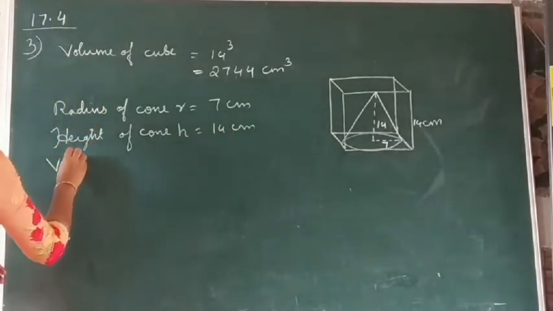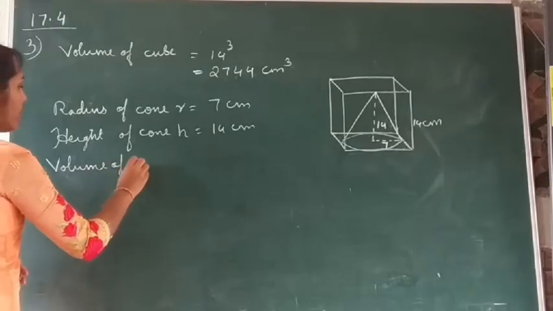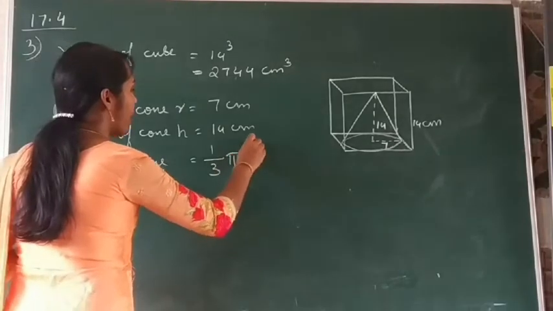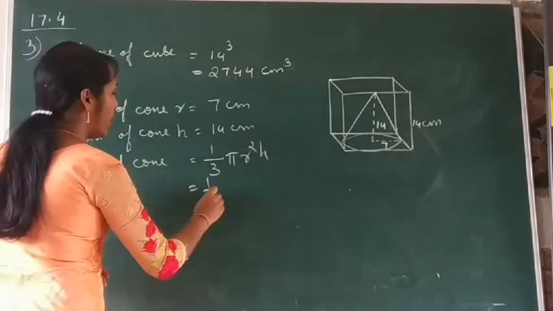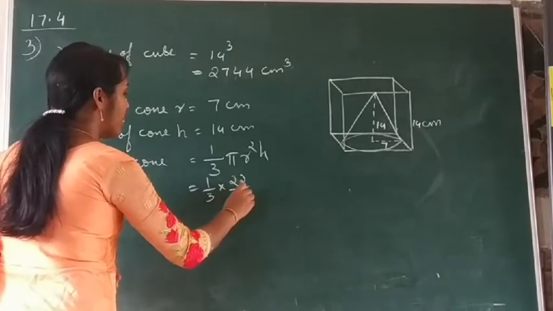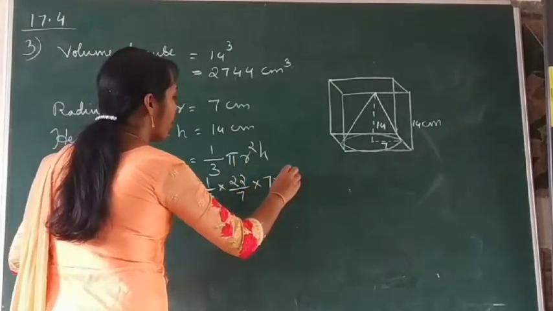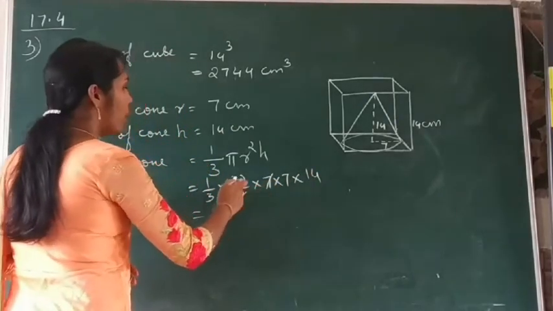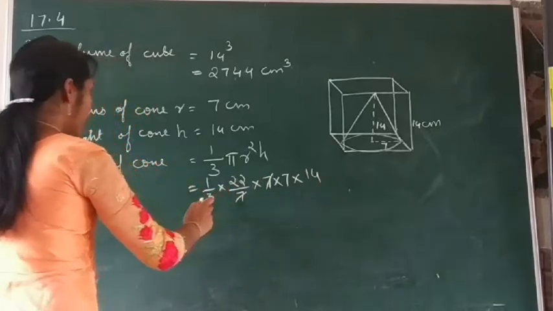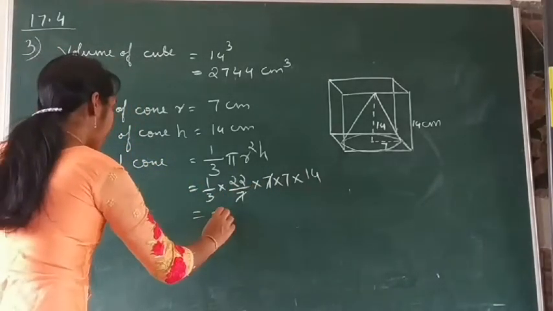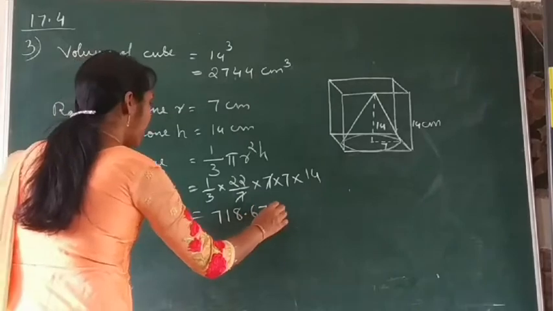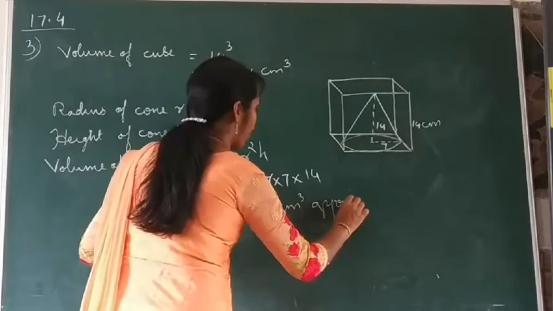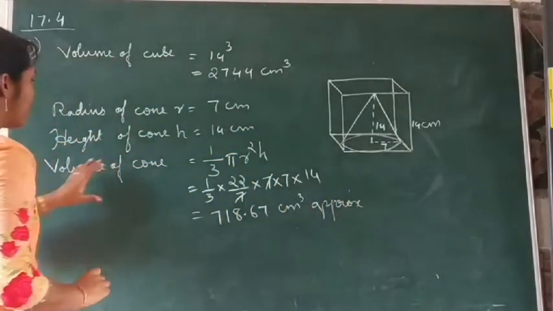Now volume of cone is equal to 1 by 3 pi r square h. That is equal to 1 by 3 into the value of pi, that is 22 by 7, into r square, 7 into 7, into h, that is 14. 7 and 7 can be cut. Now 22 into 7 into 14 divided by 3. By calculating it, you will get 718.67 cm cube approx. This is an approximate value. Now this is the volume of the cone.